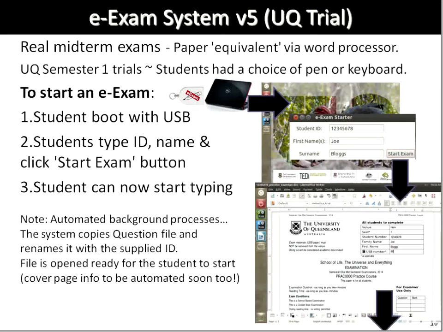So from the student's point of view, it's relatively simple. They boot the computer, they type in their ID and their name, and then basically the system does the rest for them. So it will take the exam file, do a save as, rename it in the background, and open it for the student. So for the student, it's very simple. Type in ID and name, then basically start typing. So the difficult bits that might confuse students are automated in the system.